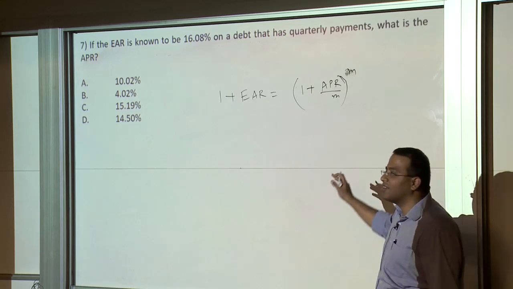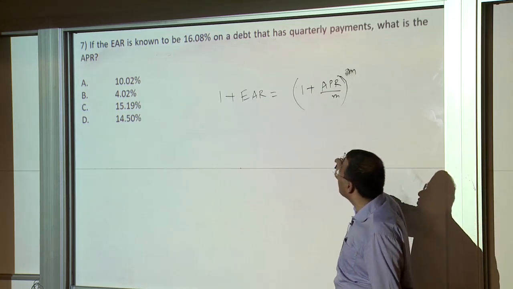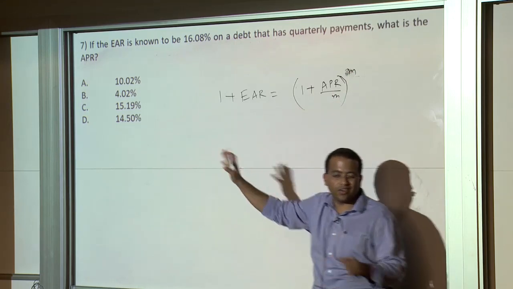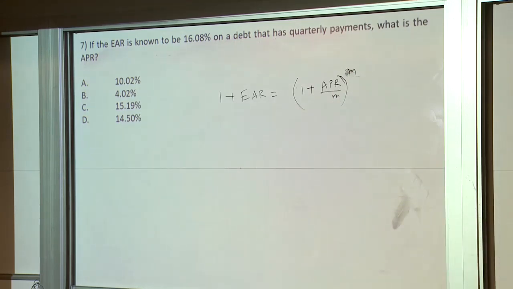It tends to become a bit messy, because to solve this, if this is 4, then you need to take the 4th root of this number and so on. It becomes messy. So that's one way to do it. You'll definitely get the answer through that.